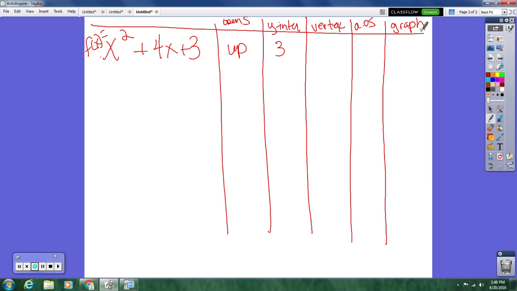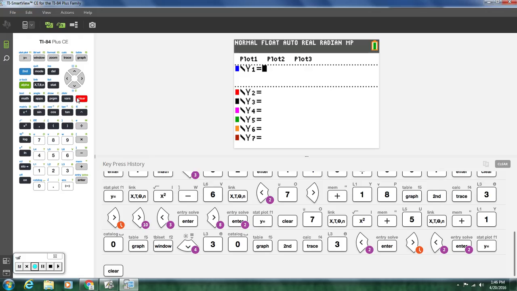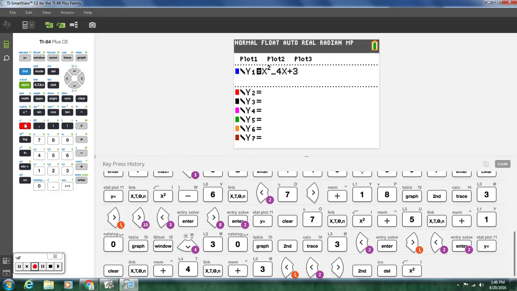So let's do that right there. Let's do x squared plus 4x plus 3. On your calculator, under y equals, we're going to put in x squared plus 4x plus 3. I didn't do the square. There we go.